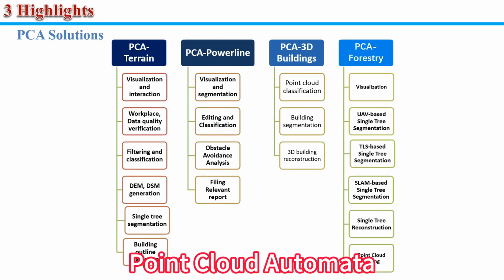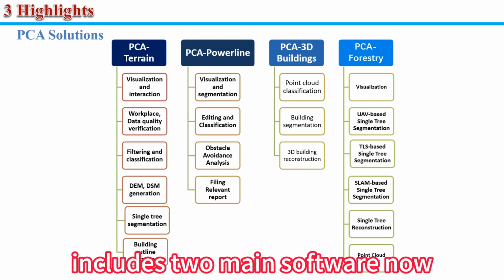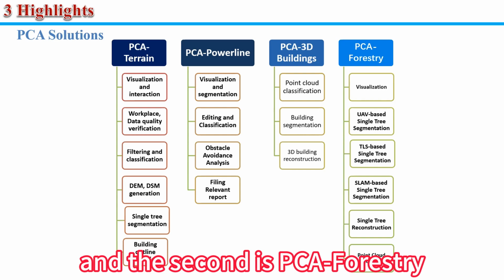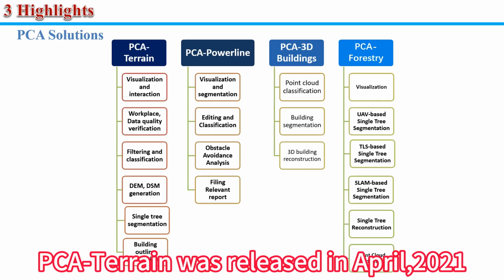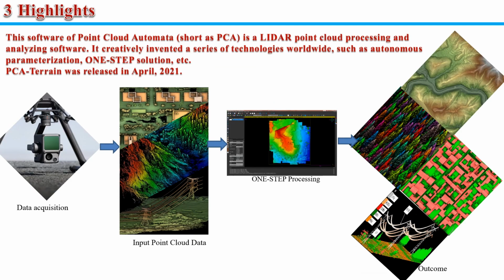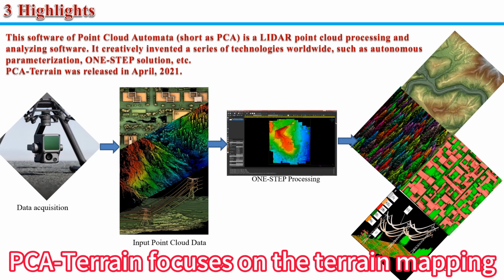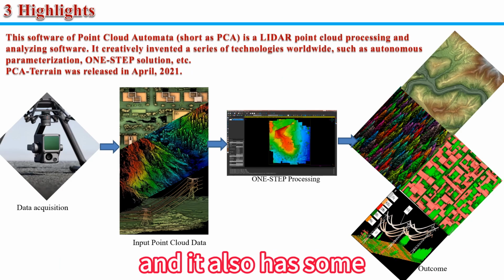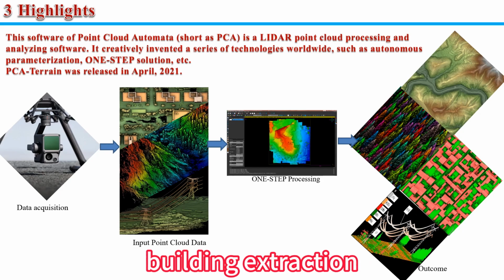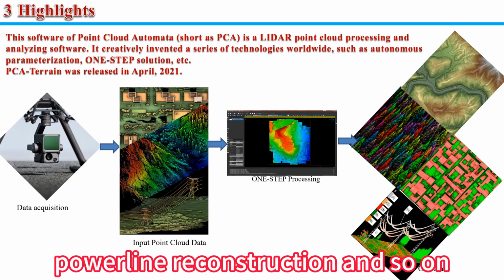Point Cloud Automata includes 2 main software now. One is PCA Terrain, and the second is PCA Forestry. PCA Terrain was released in April 2021, and it is our focus in this lecture. PCA Terrain focuses on the terrain mapping, and it also has some functions for tree extraction, building extraction, power line reconstruction, and so on.